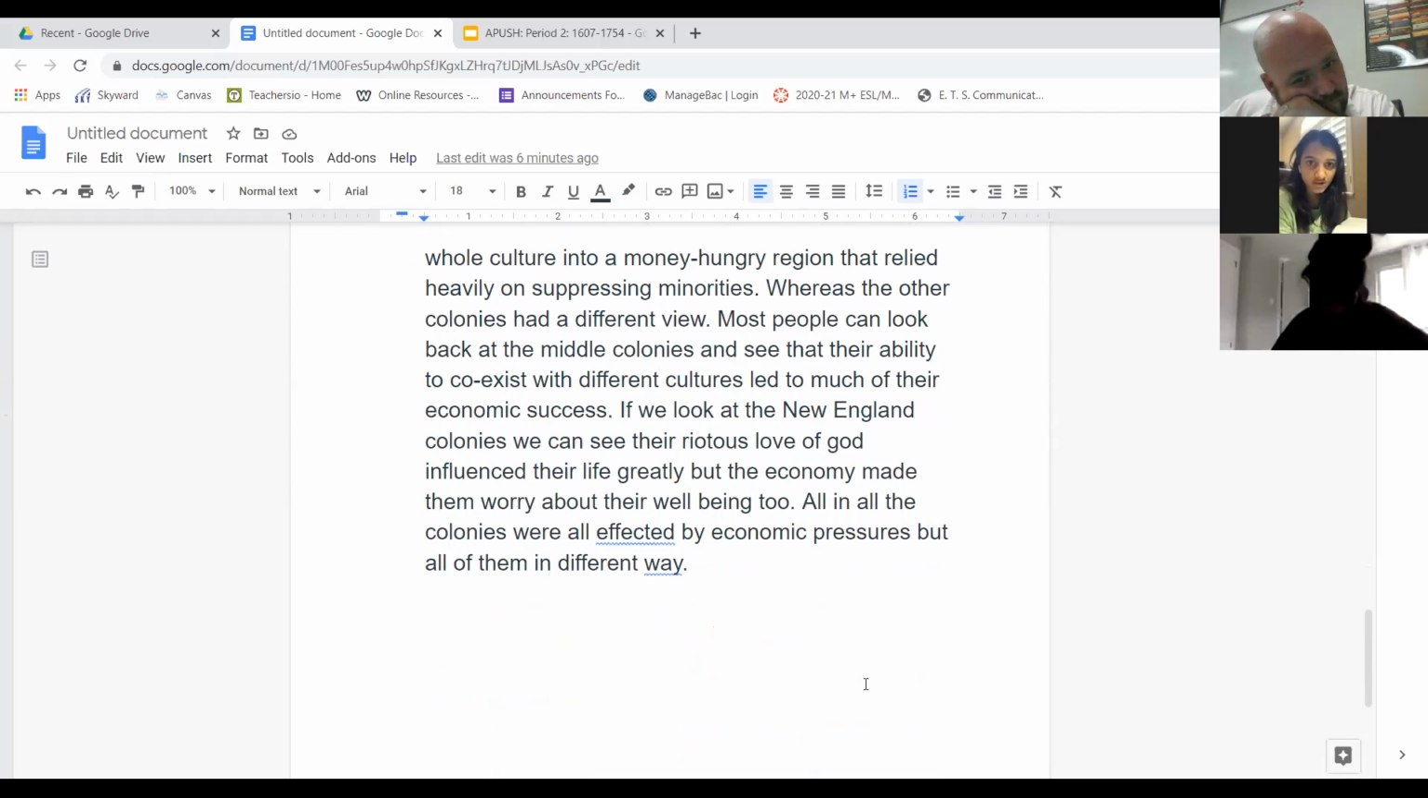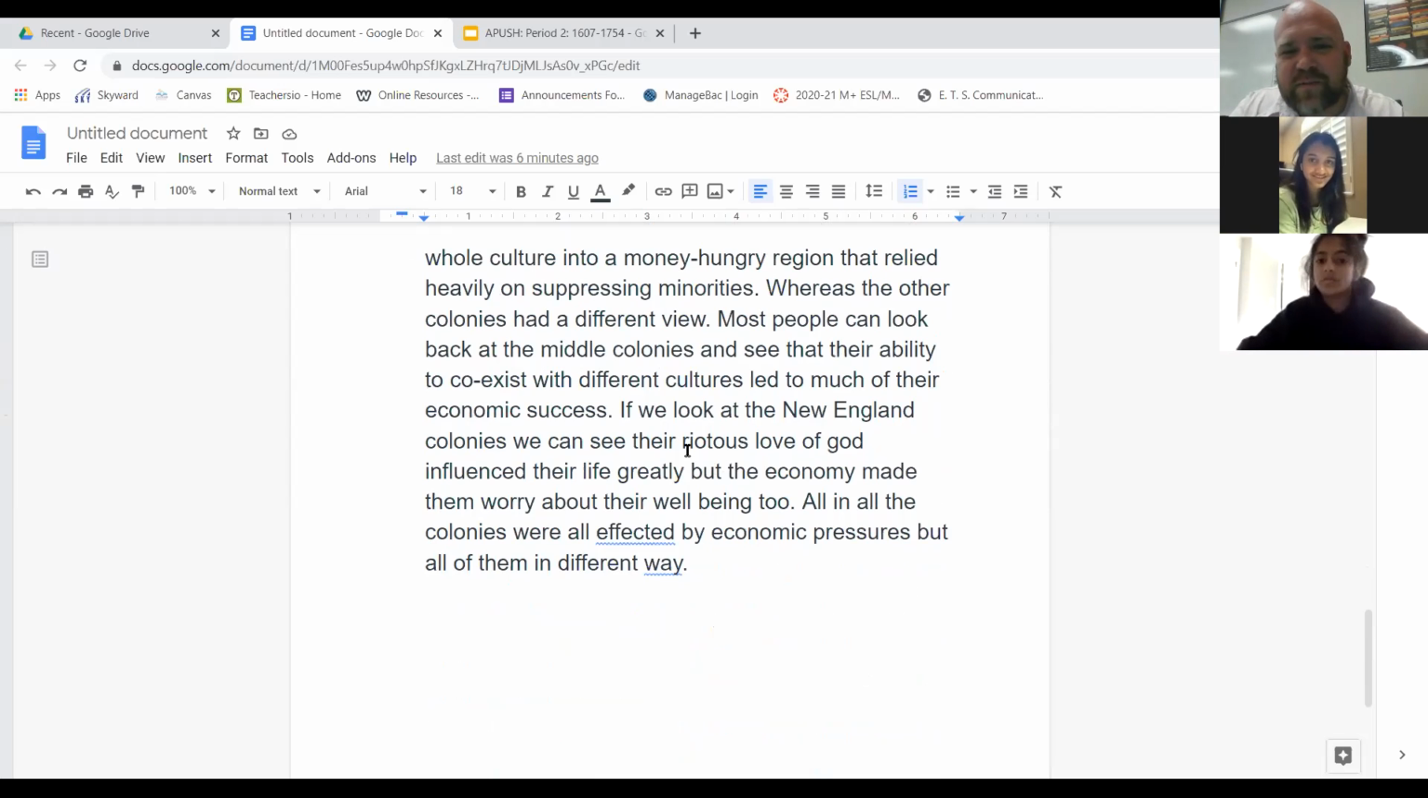If we look at the New England colonies, we can see that their riotous love of God influenced their life greatly, but the economy made them worry about their well-being too. All in all, the colonies were all affected by economic pressures, but all of them in different ways.